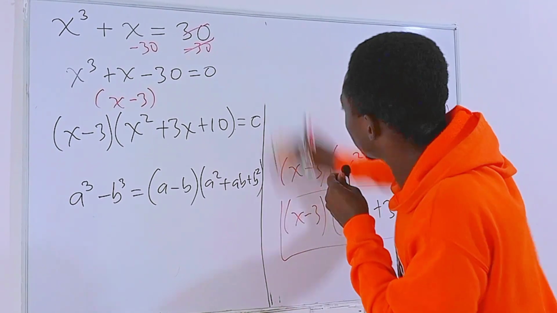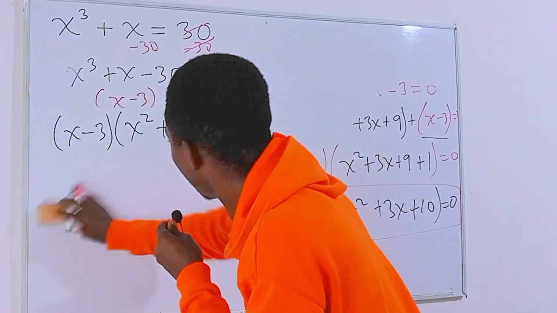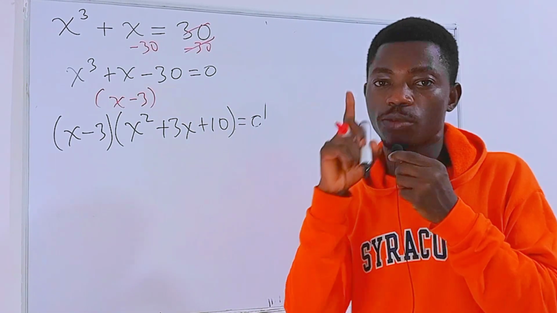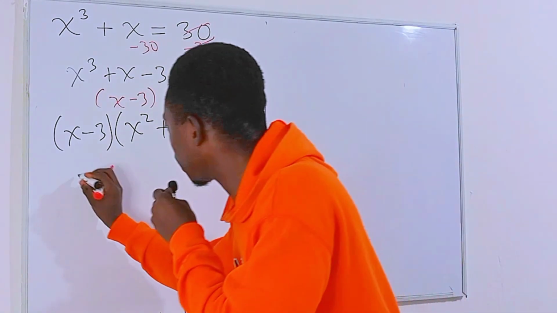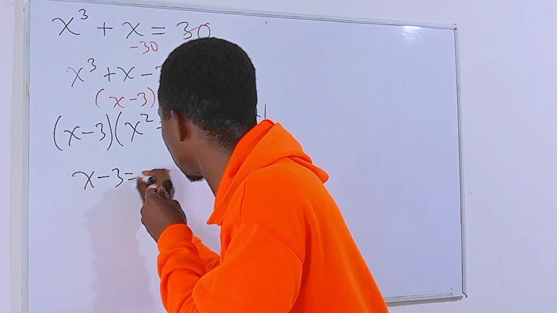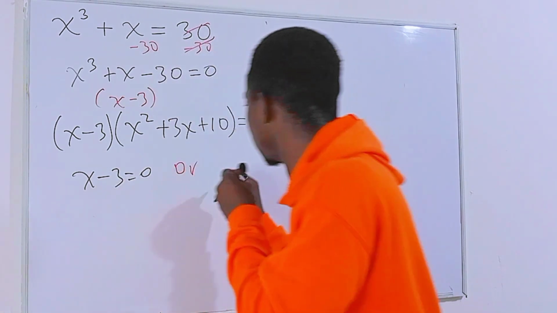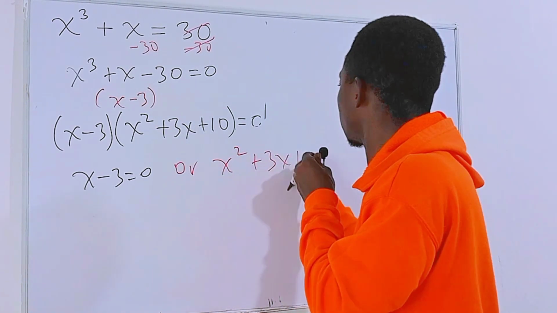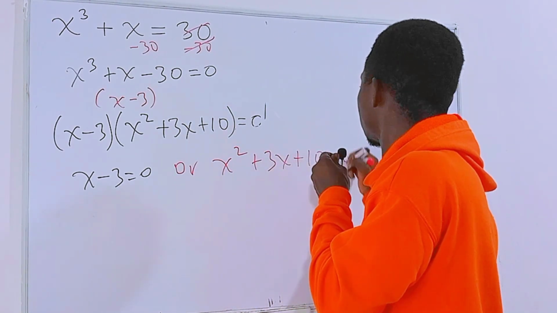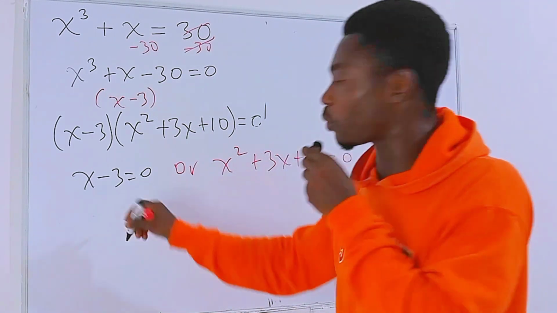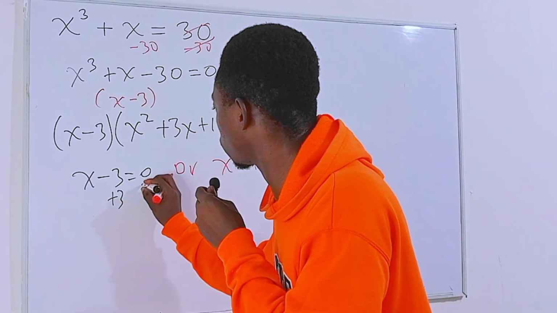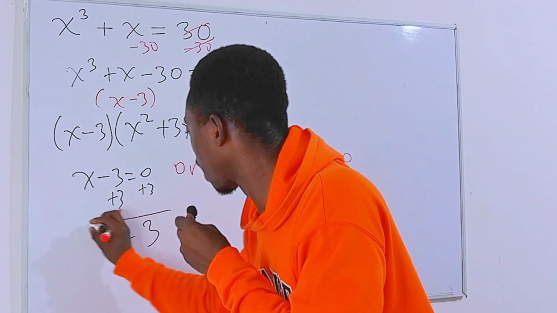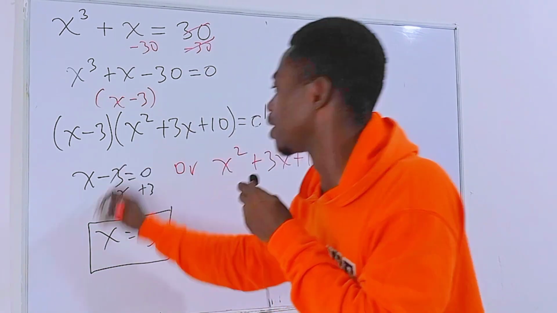So I'm going to quickly get rid of this right here. Now that we have this product of two factors to be 0, we can actually form two equations. The first one is going to be x minus 3 is equal to 0, or the second one is going to be x squared plus 3x plus 10 is 0. Right from this equation, if we add 3 to each side of the equation, we will get x is equal to 3 as one of the solutions because this and this will go.